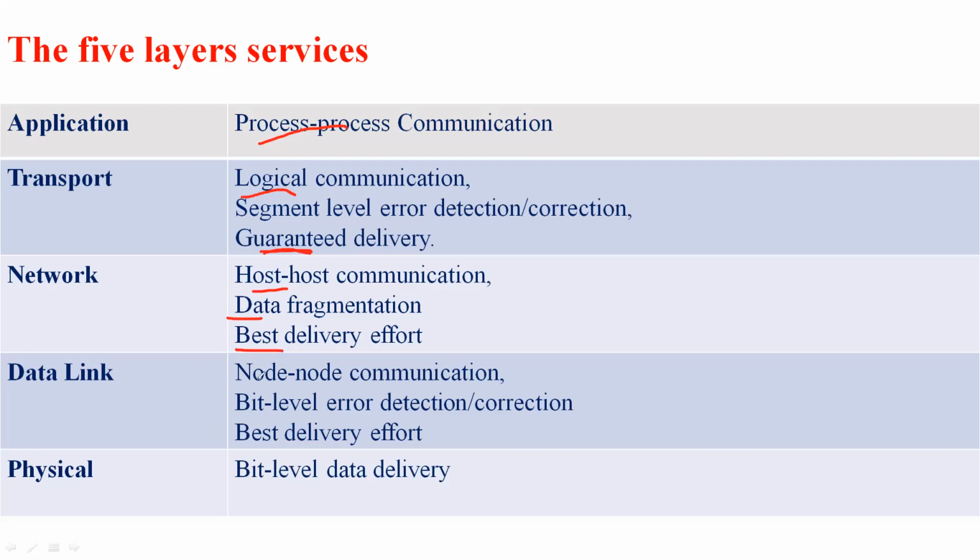In the case of the data link layer, it's node to node communication, and it identifies bit level errors and corrects the errors at the bit level. It also acts as best effort delivery. At the physical layer, the service is bit level data delivery. So this is the overall view of the five-layer services of the TCP/IP model.